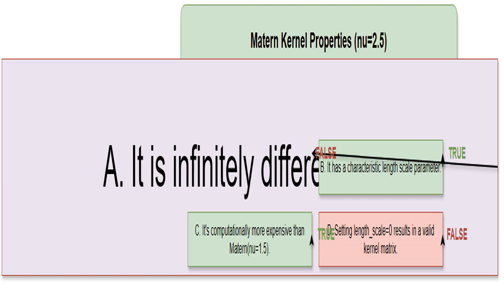While a higher nu does imply more smoothness, it doesn't reach infinite differentiability. Only when nu approaches infinity does the Matern kernel approach a Gaussian kernel, which is infinitely differentiable. With nu equals 2.5, the function is only twice differentiable.